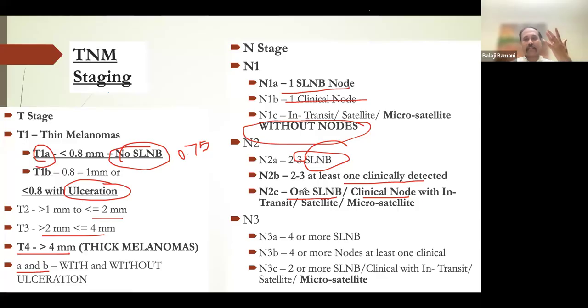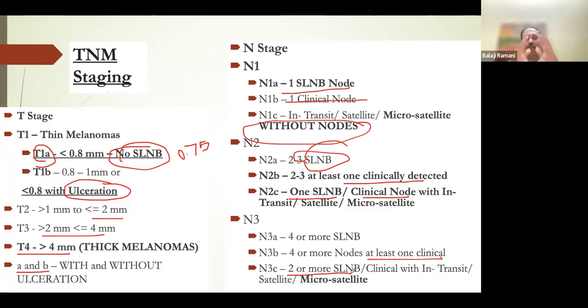N3 is what? N3A is SLNB, 4 or more central lymph nodes are positive. And again, N3B is going to be 4 or more nodes positive, at least one is clinically detected. And here it is 2 or more nodes, clinical or SLNB, with an in-transit lesion. Very clear. Okay, so that is how you group it.